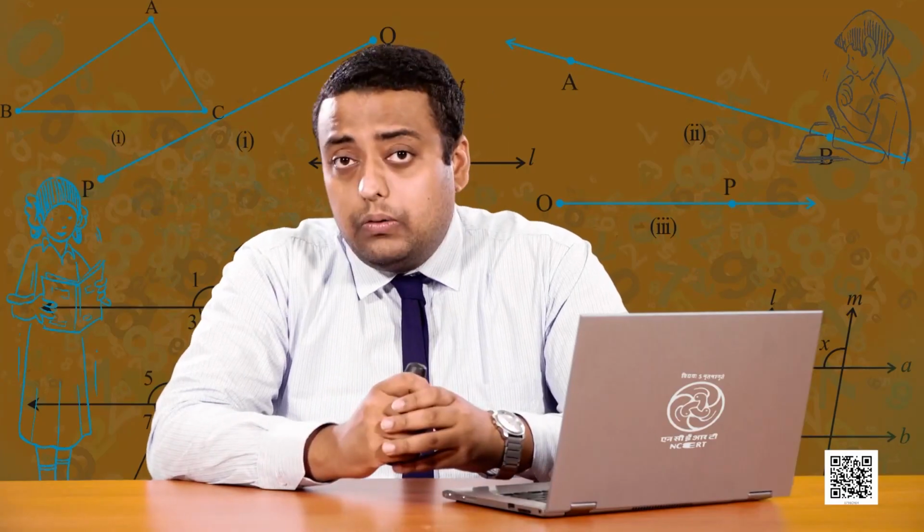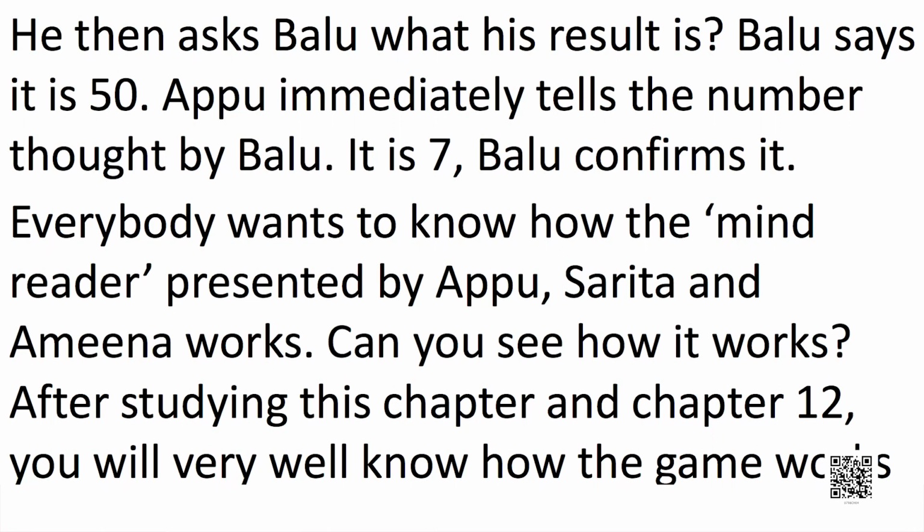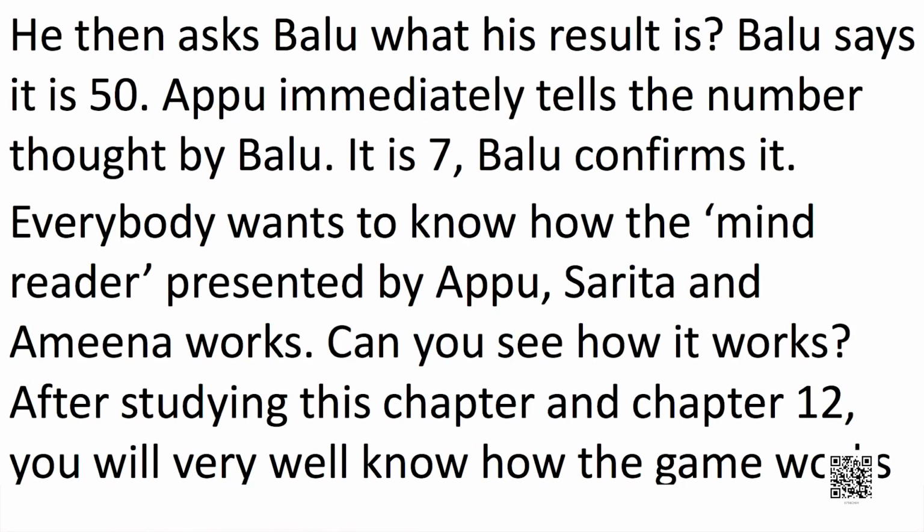It is Appu's turn now. He asks Balu to think of a number, multiply it by 10 and subtract 20 from the product. He then asks Balu what his result is. Balu says it is 50. Appu immediately tells the number thought by Balu, it is 7. Balu confirms it. Everybody wants to know how the mind reader presented by Appu, Sarita and Amina works. Can you students see how it is working? After studying this chapter and chapter 12 of your textbook, you will very well know how the game works.